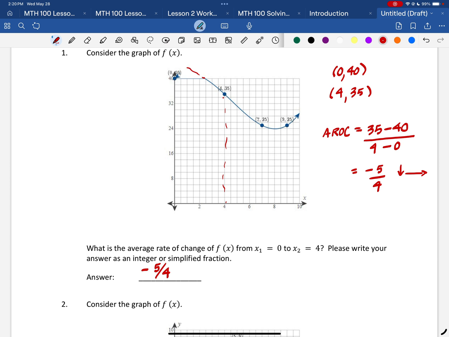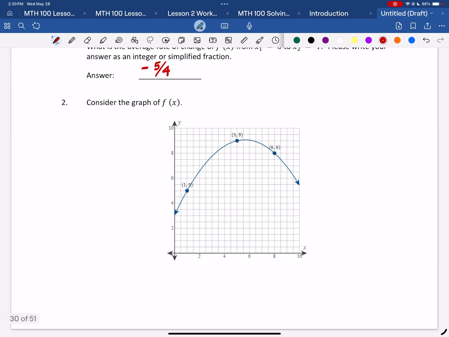Now I can't see this whole thing here, but I'm going to go down 5 to the right 4. So look, that's 2, 4. So from 40 to 35 is 5, and from 0 to 4 is 4. So it's down 5 to the right 4, or negative 5/4 is our average rate of change.